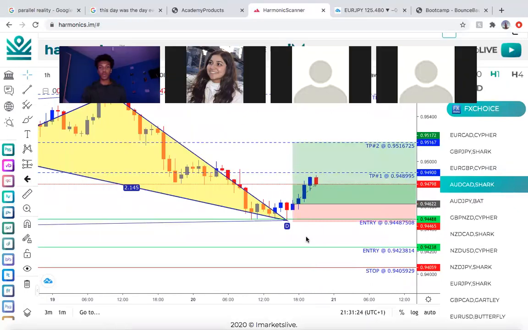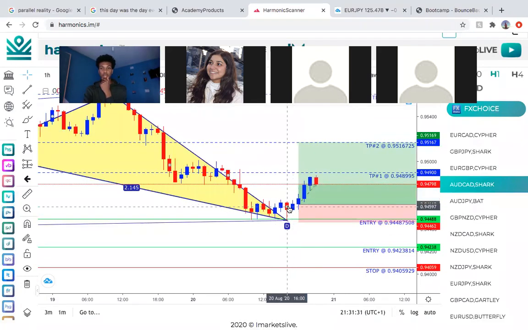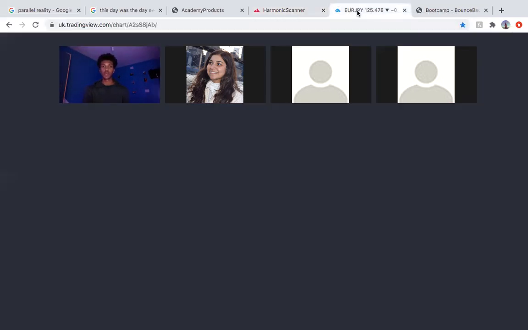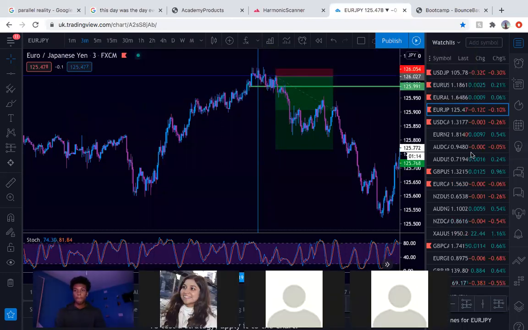Let me check what time this is so we can look at entries. 5 p.m. So this would have been 6 p.m. 6 p.m. would have been the time that it would have been valid to look at this trade, unless we looked for some market structure break. But let's have a look. AUD CAD, 6 a.m., right? Let's double check. Oh, no, 6 p.m. All right, cool. Let's find this real quick.